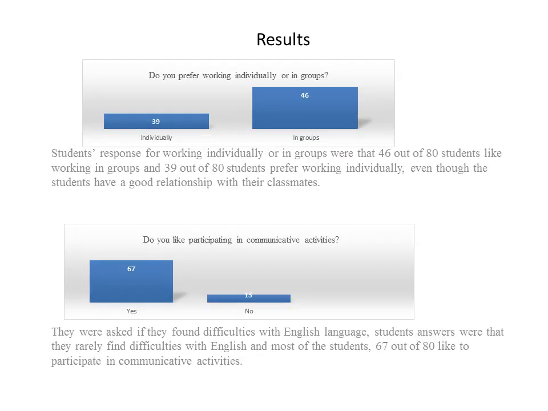The second question: do you prefer working individually or in groups? We asked the students. Students' responses for working individually or in groups were that 46 out of 80 students like working in groups and 39 out of 80 students prefer working individually. Even so, students have a good relationship with their classmates.